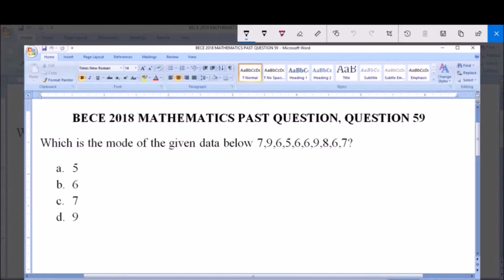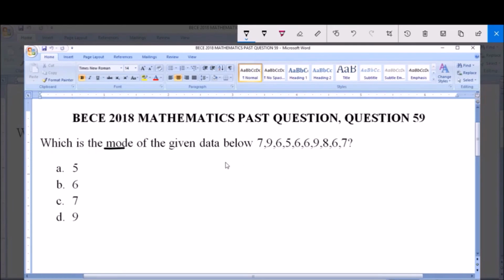Hello, good day and welcome. Today we're going to be dealing with BECE 2018 Mathematics past question 59. Which is the mode of the given data below? 7, 9, 6, 5, 6, 6, 9, 8, 6, 7. A we have 5, B we have 6, C 7, and D 9. So we have to find the mode of this given data.